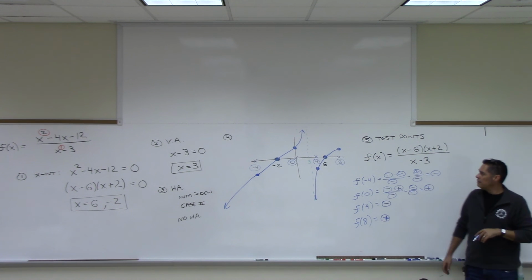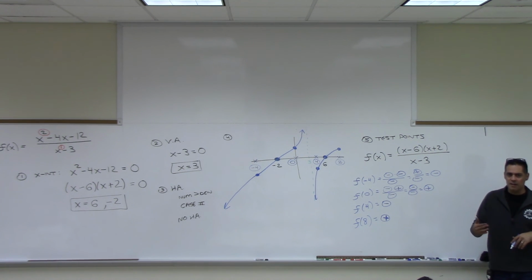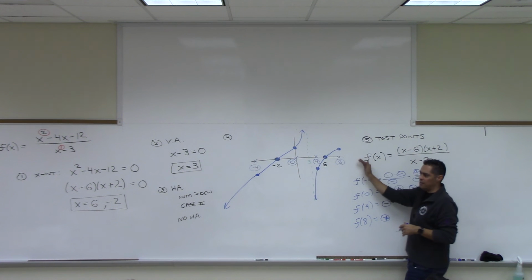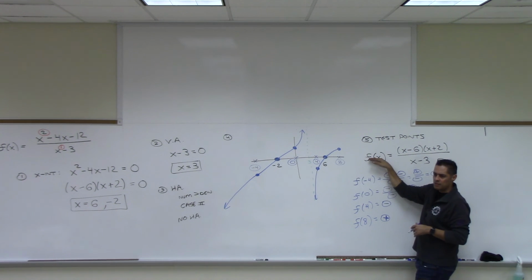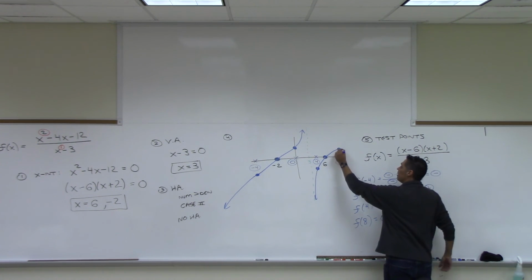Which one is it? Not because it looks like it, right? It's because I can't come back down. If I come down, I'll cross the x-axis. So it must mean I go up.